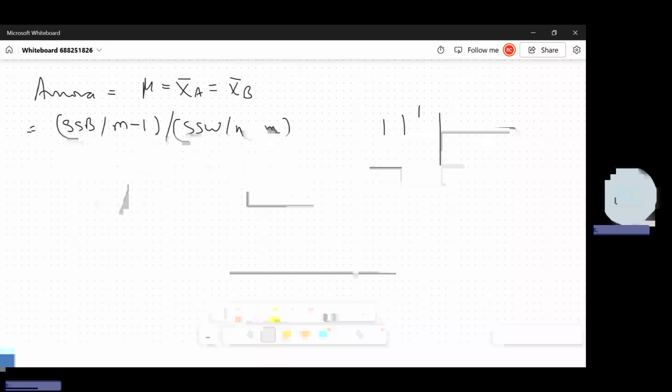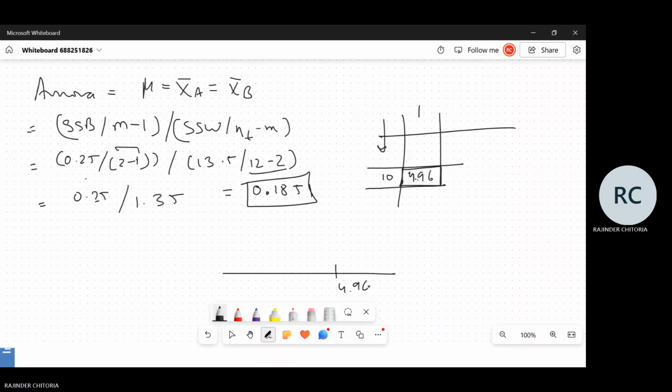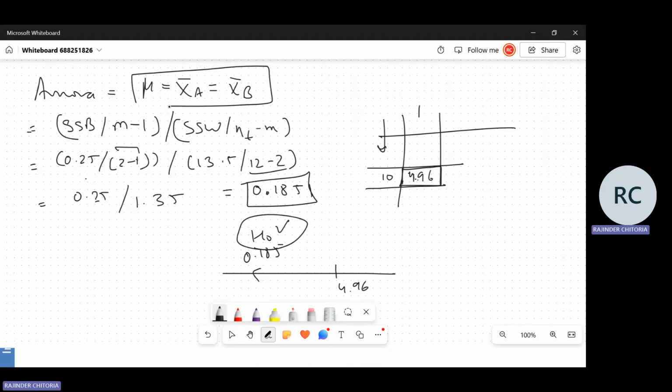So as this observation is coming on my left side, I can say my null hypothesis is true, which we were claiming stands true.